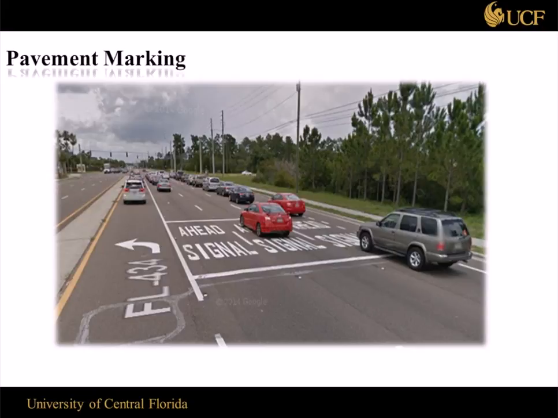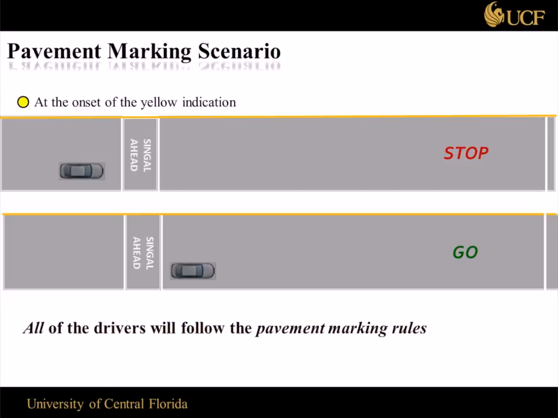So this picture shows an intersection with a pavement marking ahead at upstream of the intersection. So at the onset of the yellow indication, if the vehicle hasn't passed the pavement marking, he or she needs to stop during the yellow phase. Otherwise, he or she needs to choose go during the yellow phase. During the simulation, we assume all the drivers will follow the pavement marking rules.